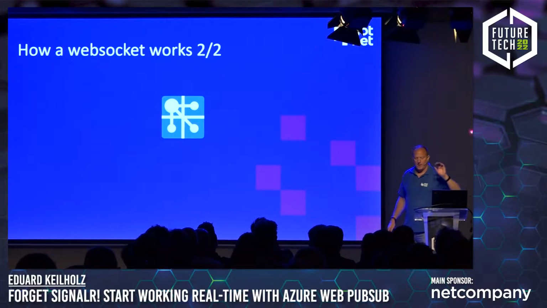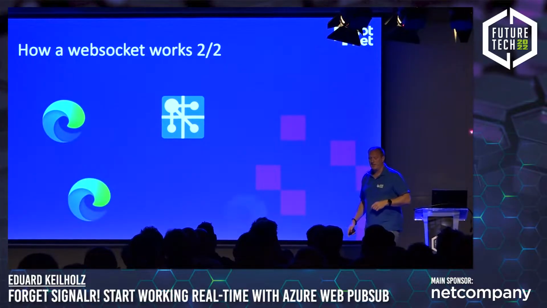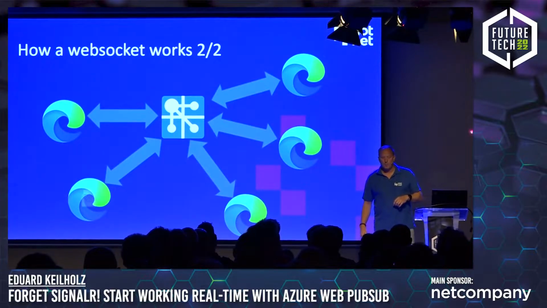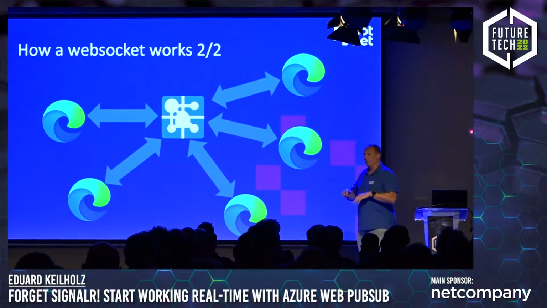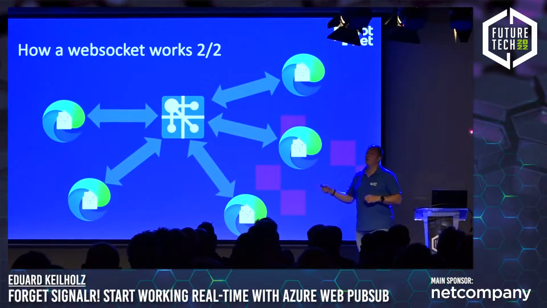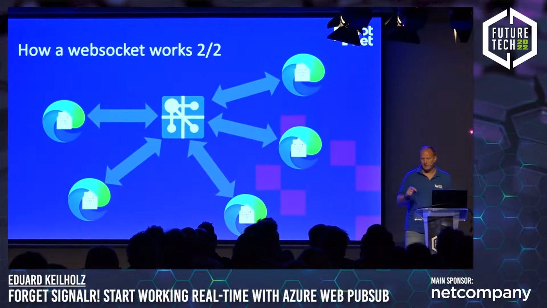So now if Web PubSub lives in the middle, or SignalR, and you have a couple of browsers, what you can do is make one browser send a message to Web PubSub, and PubSub identifies all the connections and sends that message out to all the other browsers. And you can do the same with groups. So if a browser is in a group and sends a message to that group, then all the group members get that message.